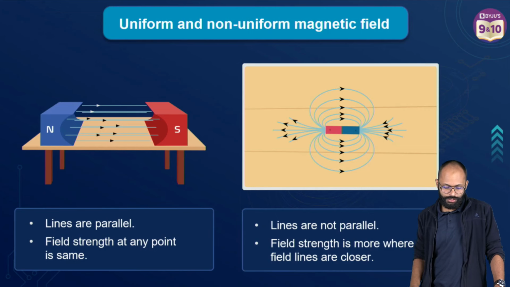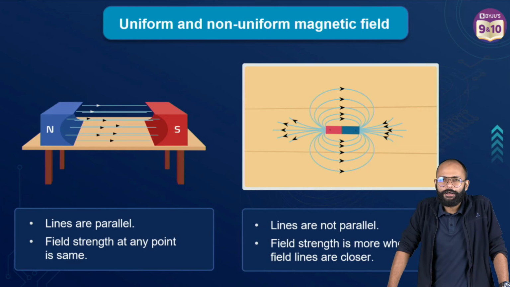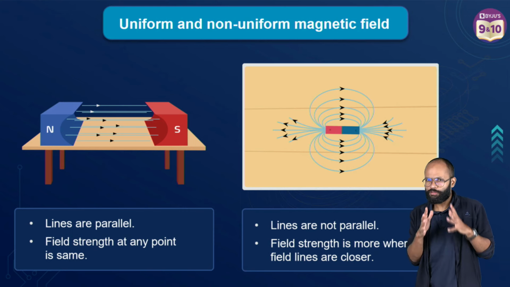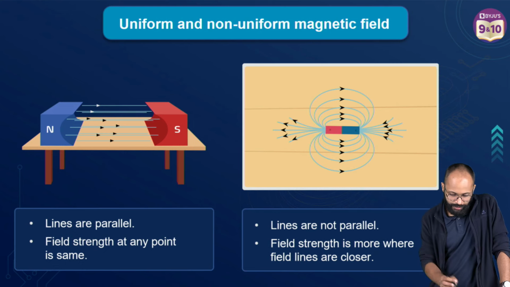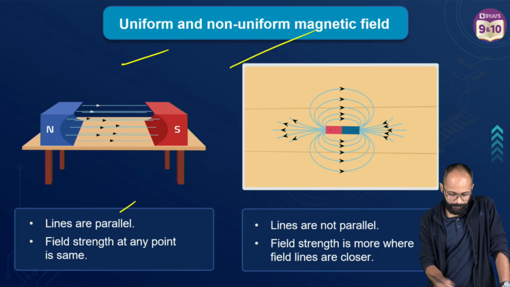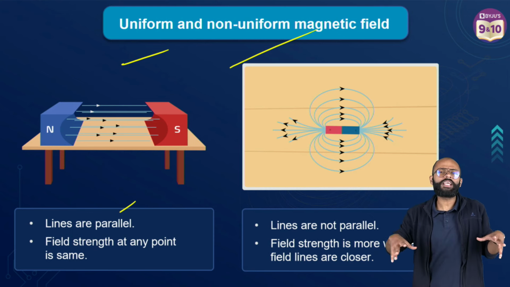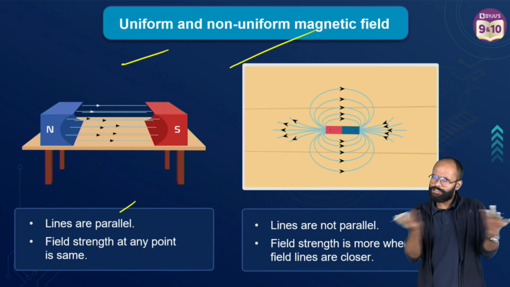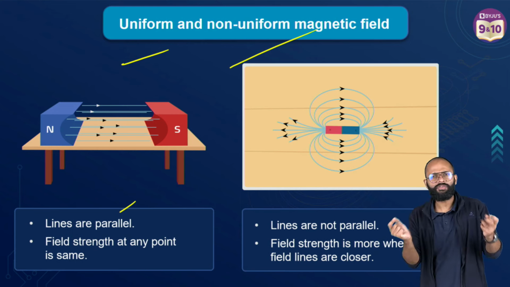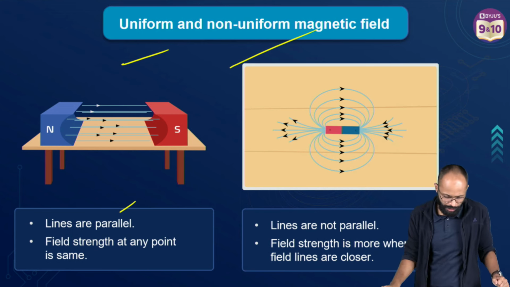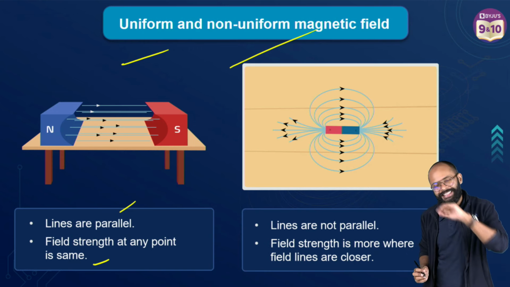Now, stronger at poles means the lines are closer to each other. Wherever you see magnetic field lines very, very close to each other, you can say it is a high or strong magnetic field, right? Uniform and non-uniform magnetic field. Where lines are parallel to each other, we say it is a uniform magnetic field, means you can say it is constant. In this region, magnetic fields are constant. At every point, you will find equal magnetic force. Field strength at any point is the same.